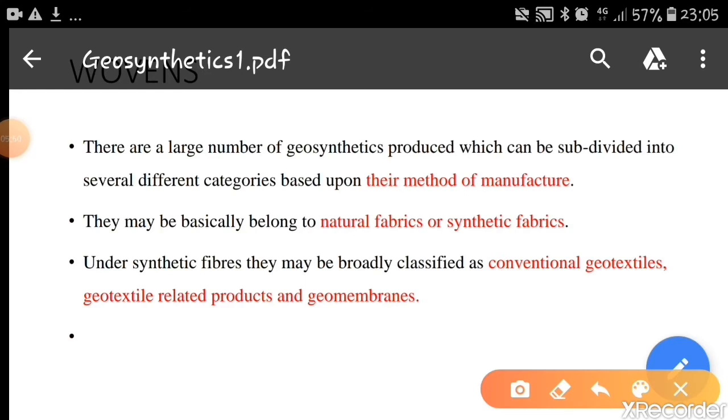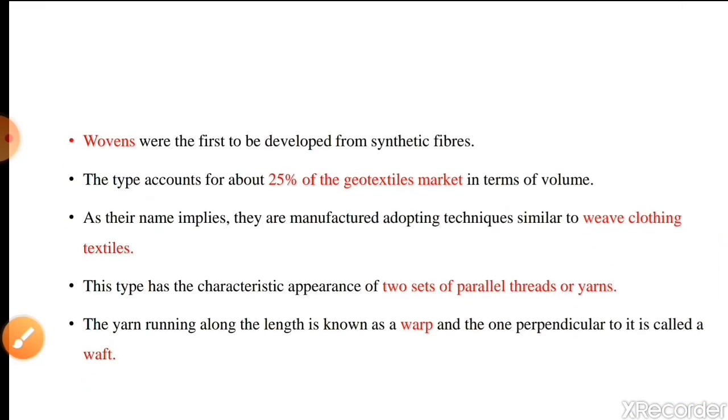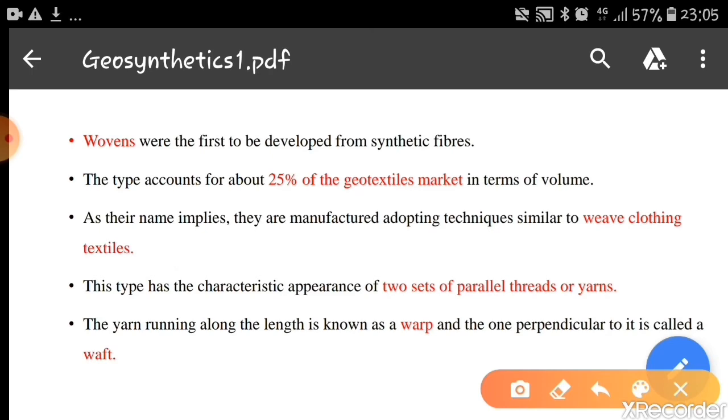A large number of geosynthetics are produced, which can be subdivided into several different categories based upon their method of manufacture. They basically belong to natural fabrics or synthetic fabrics. Synthetic fibers may be broadly classified as conventional geotextiles, geotextile related products and geomembranes. Woven ones were the first to be developed from synthetic fibers.